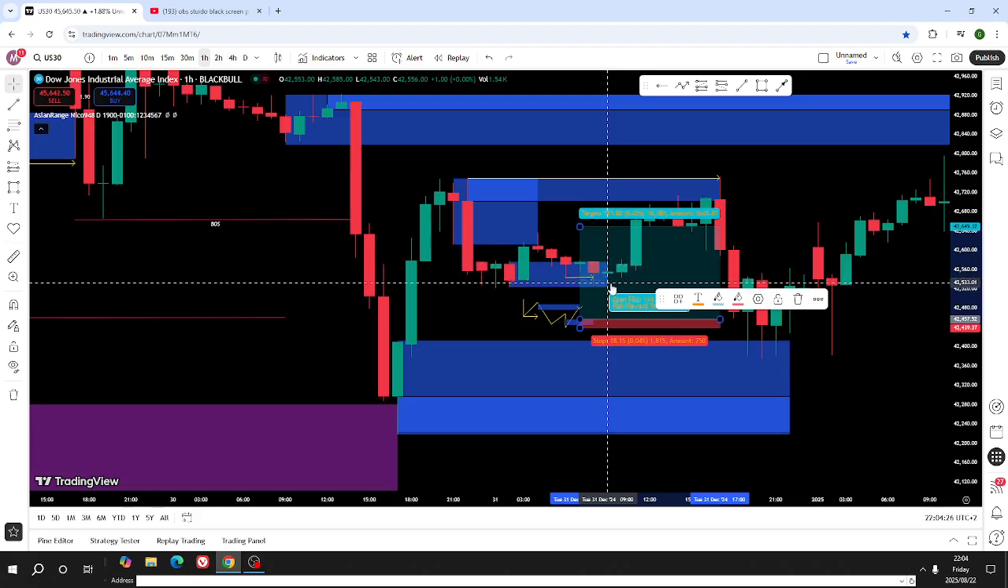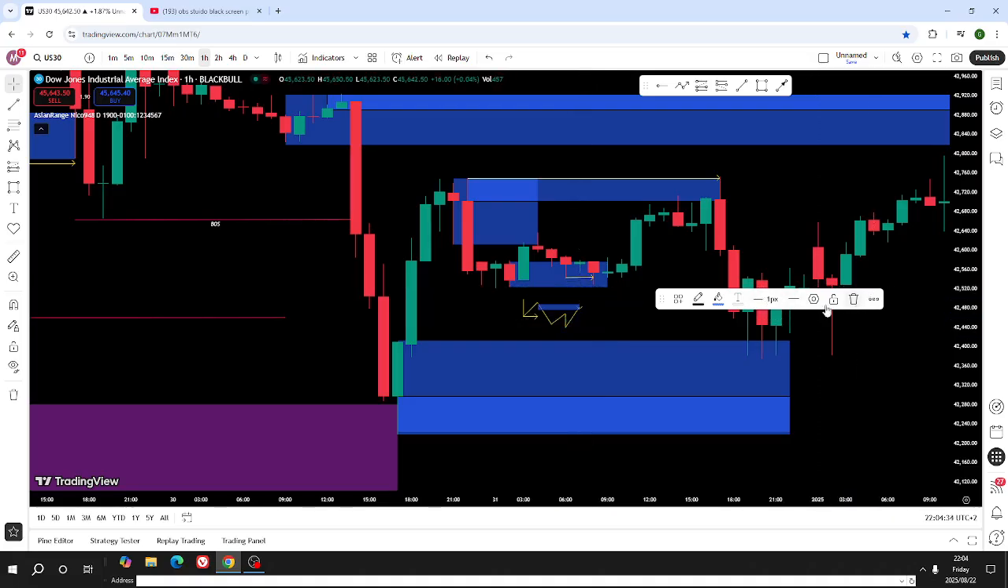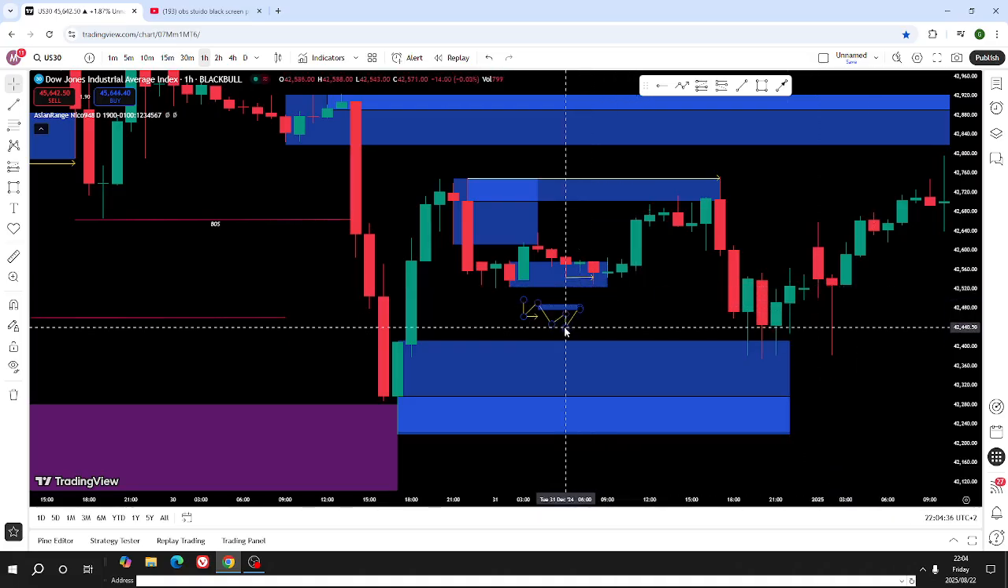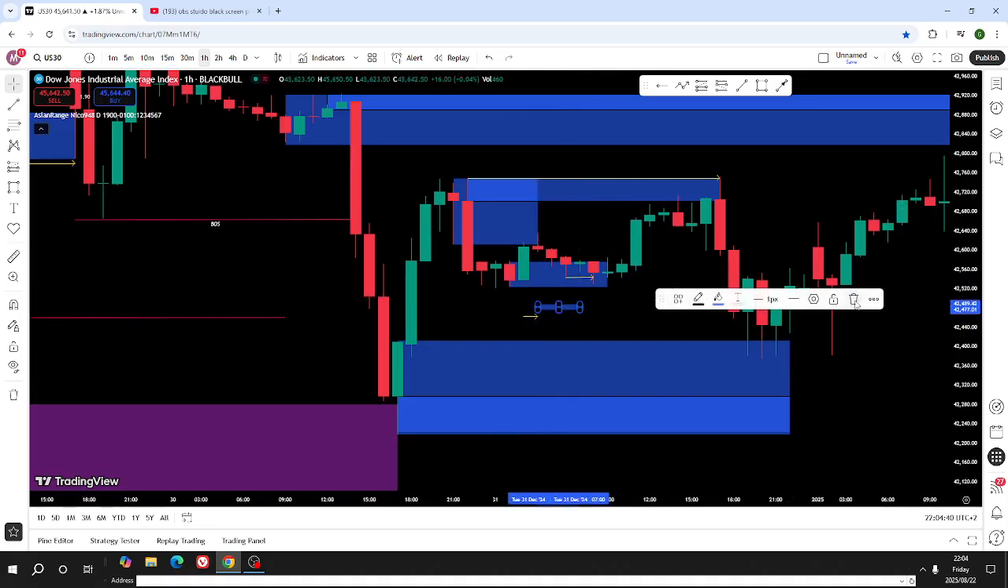Hence you see the market came into our demand area right over here by this candlestick, then we had a buy. Bro, this is beautiful. What I'm saying right now is so beautiful. I hope you understand it.